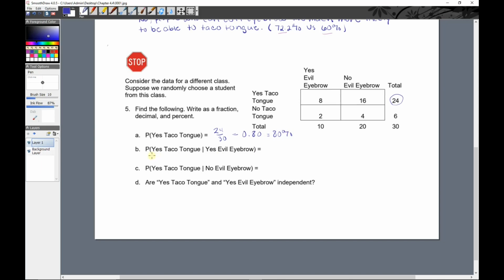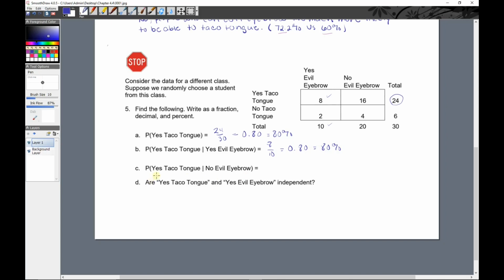All right, what is the probability that somebody can taco tongue given that they can evil eyebrow? Okay, here is your evil eyebrow. Here is your taco tongue out of the total of evil eyebrow. Remember that the given that they can evil eyebrow sort of takes that whole column out. So now this is 8 out of 10, which is also 0.80 or 80%.